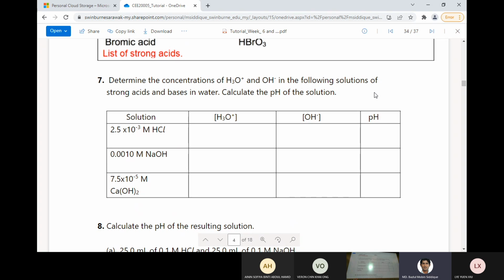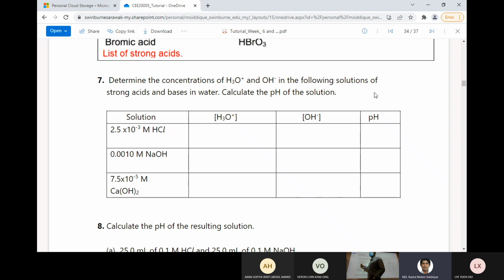Now, it says determine the concentration of hydronium ion or hydrogen ion and hydroxyl ion in the following solutions of strong acid and base in the water. Calculate the pH of the solution. HCl and sodium hydroxide are dissolved in the water. So we have to find the pH for this solution of HCl, this solution of sodium hydroxide, and this solution of calcium hydroxide.